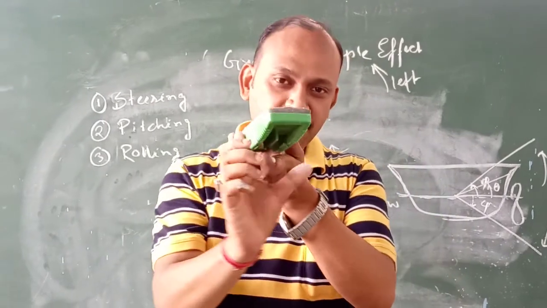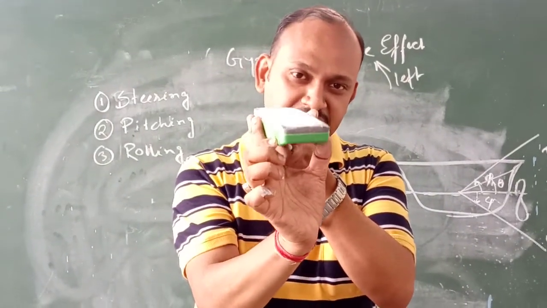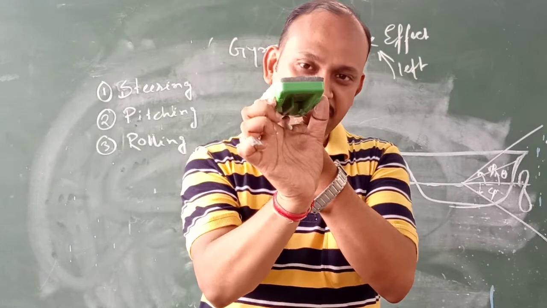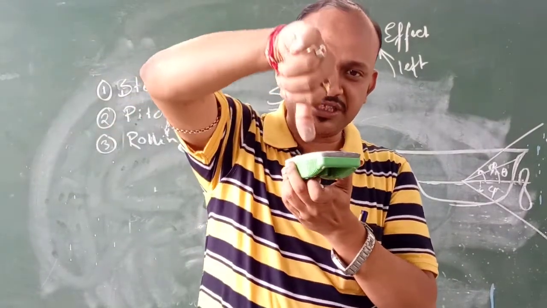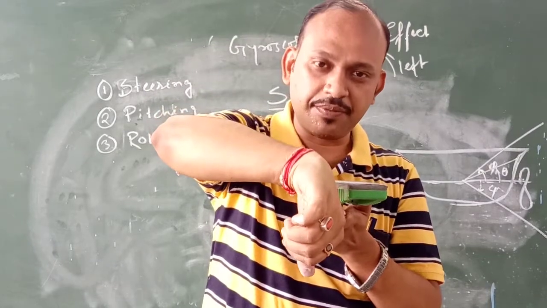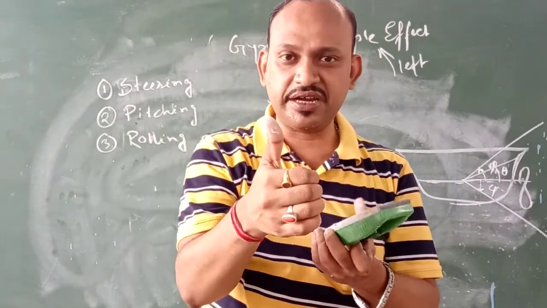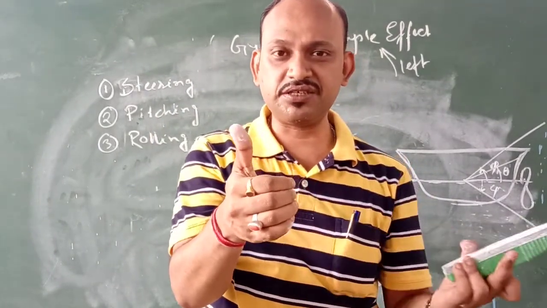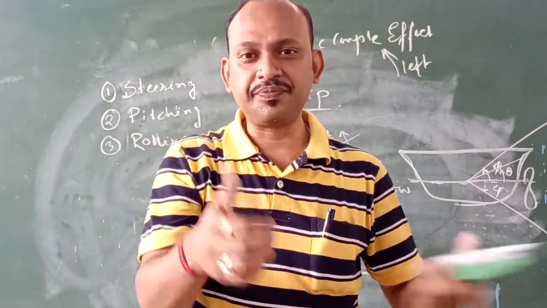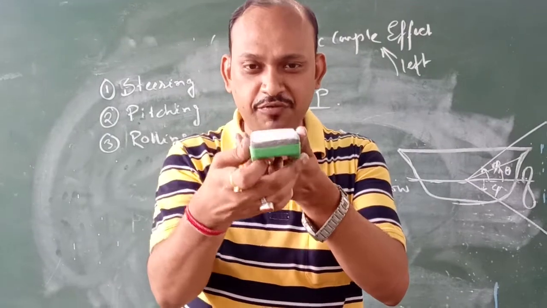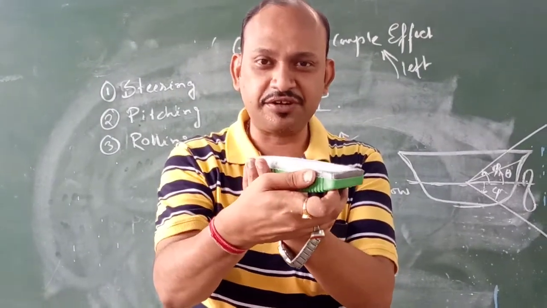Now similarly, when the ship is pitching in the downward direction, what will happen? If the ship is pitching in the downward direction, this is your active gyroscopic couple, and opposite to this is the reactive gyroscopic couple. You can see the sense of the reactive gyroscopic couple. It is acting in the left direction. So when it is moving in the downward direction, again the ship has to steer towards the left.